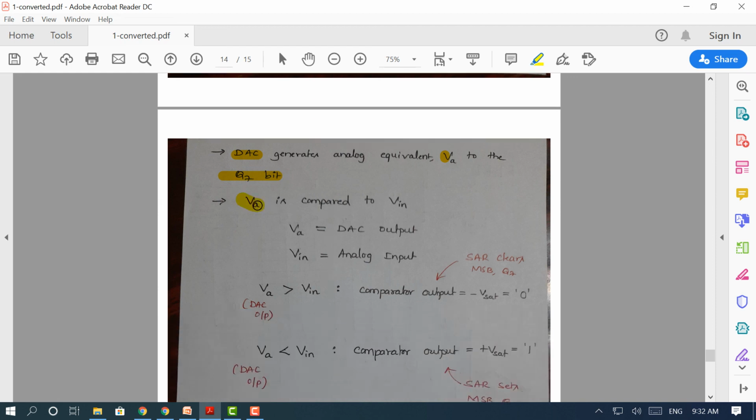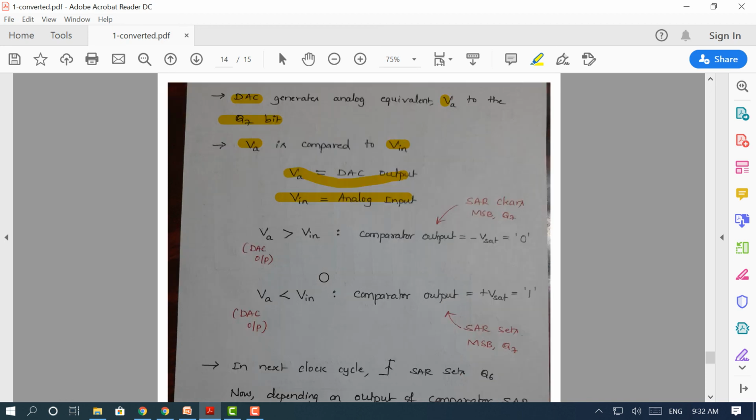Now VA is compared with the analog input voltage. VA is nothing but the DAC output, and Vin is the analog input. These two voltages are compared, and accordingly decisions are made. If VA is greater than Vin, the comparator output is at minus Vsat, which is logically equal to 0. Once this condition is satisfied, the successive approximation register clears Q7. It will make Q7 as 0.